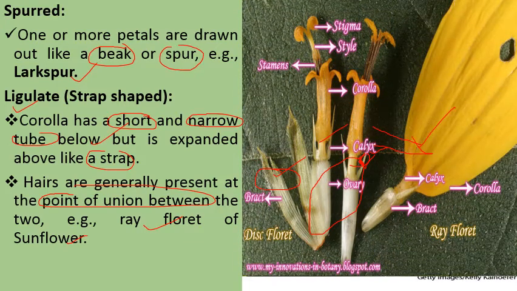So this is the ray floret of sunflower, और ये है tube-like structure जो lower portion है, और इनके junction present होते हैं, like structure that we can see in this photograph.